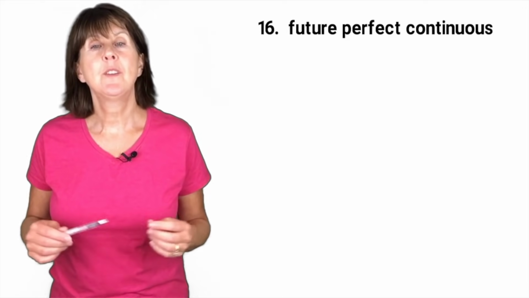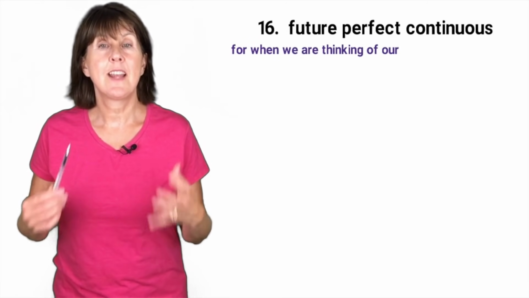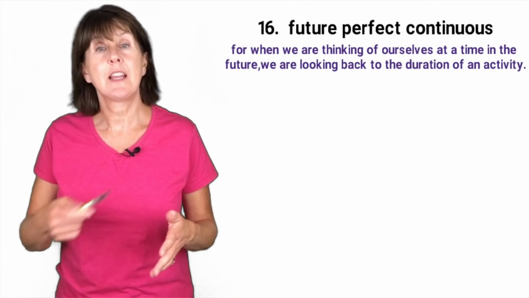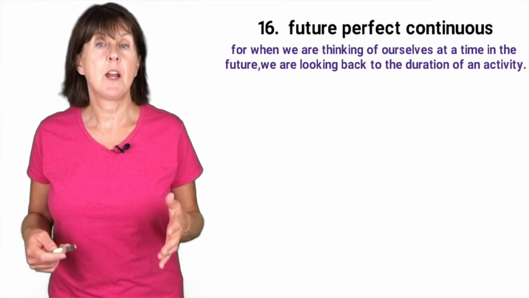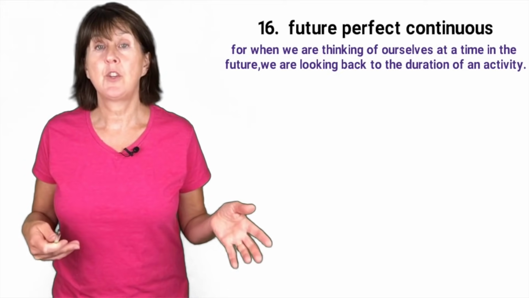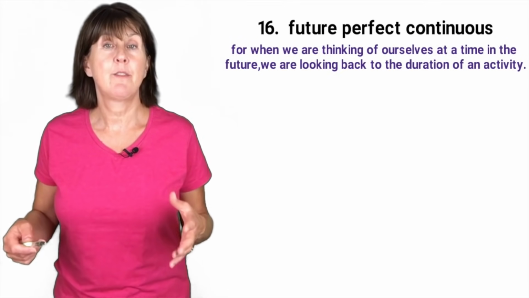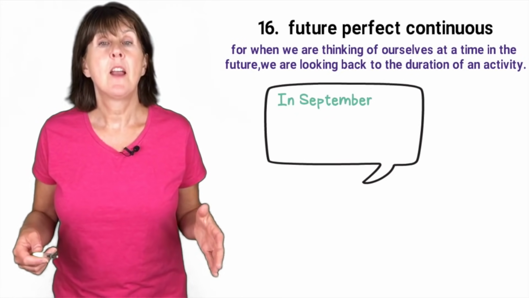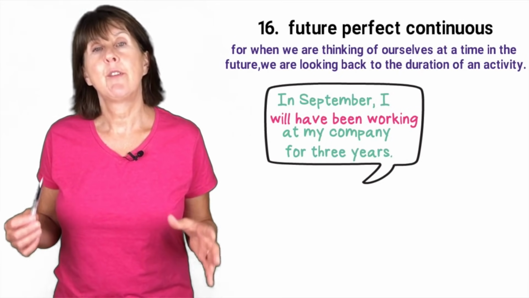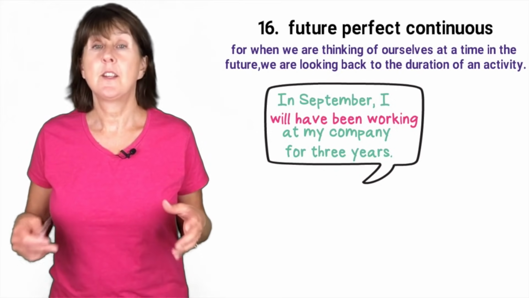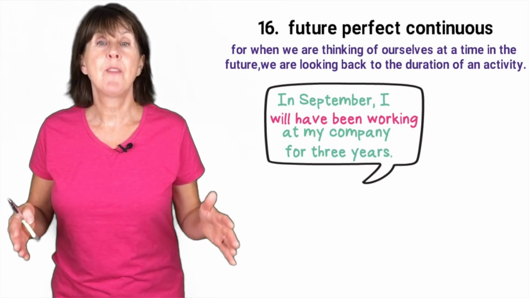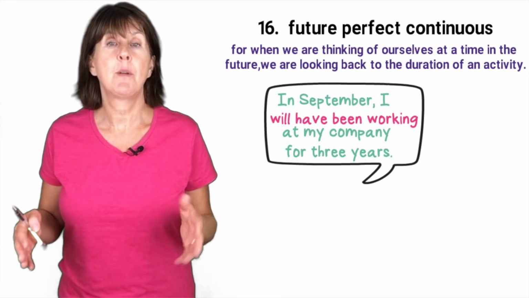So finally, we're going to look at the future perfect continuous. We use this tense when we're thinking of ourselves at a time in the future. We're looking back from that time to a duration of an activity. So the activity will have begun sometime in either the past, present, or in the future, and is expected to continue into the future. So here the example we have is in September, I'll have been working at my company for 3 years. We're thinking ahead to September, a future time, and in September, we're looking back over the duration, and you say, I will have been working in the company for 3 years.